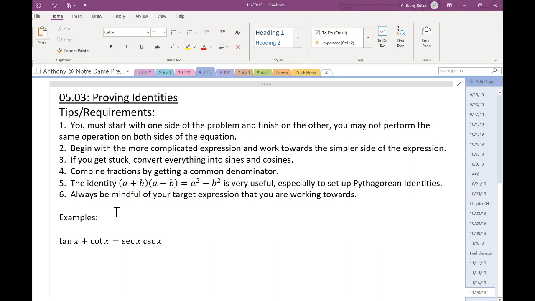And then number 6 just says always be mindful of your target expression that you're working towards. Oftentimes that'll be really useful in helping you make decisions about which identity you'd want to use, or why you would want to multiply the top and bottom of this fraction by this value, or why you would have thought to factor that thing. Oftentimes you'll get clues on what you should do based on what the other side is, what you should be working towards. So if you don't know what to do, that's another good place to look.